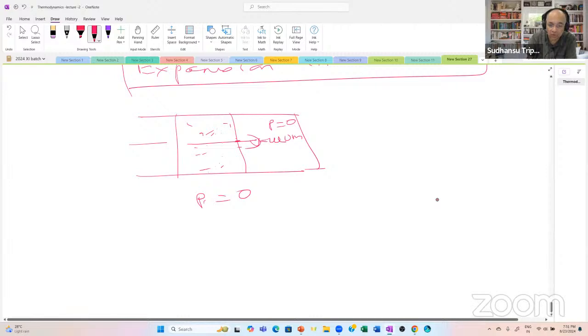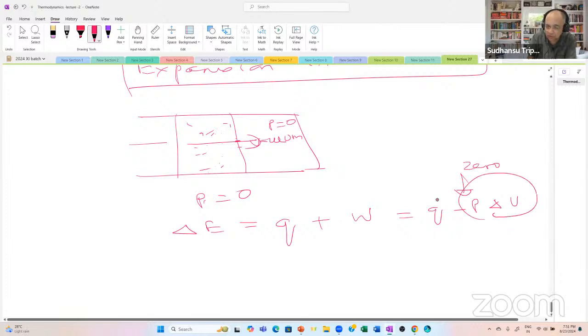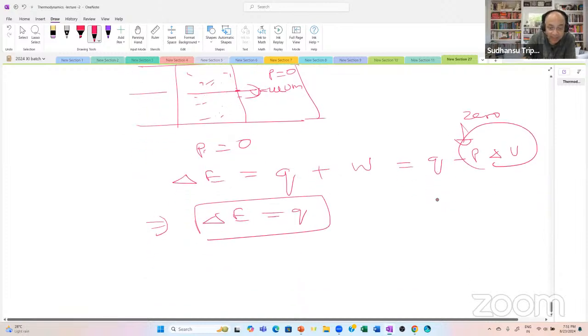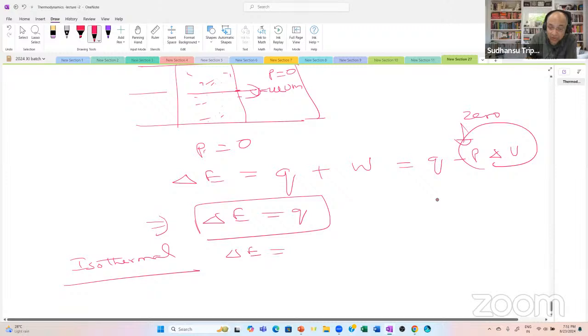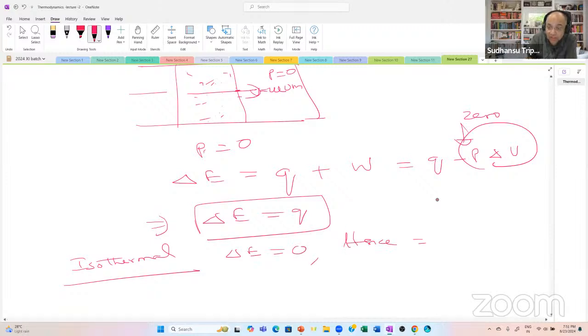When P is equal to 0, del E is equal to Q minus P del V. When this P is equal to 0, the work done is equal to 0. So in this situation, del E is equal to Q, like an isochoric process. But supposing it is isothermal. If it is isothermal, brought about in a constant temperature bath or a thermostatic bath, then del E is equal to 0. Hence, Q is equal to 0. Everything becomes 0.